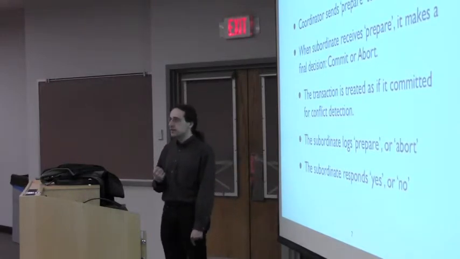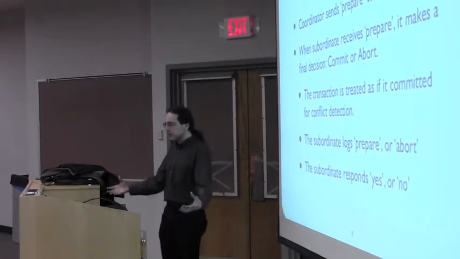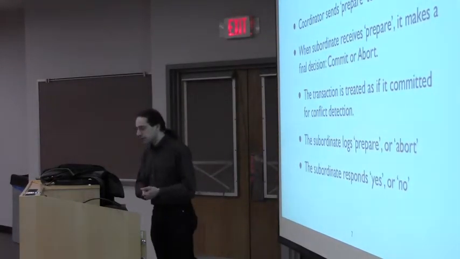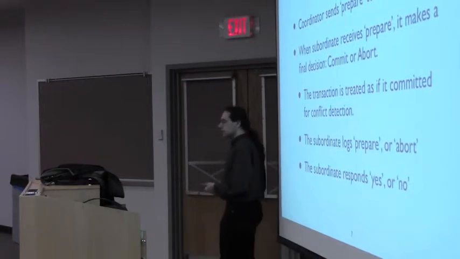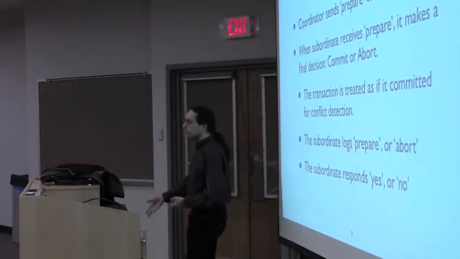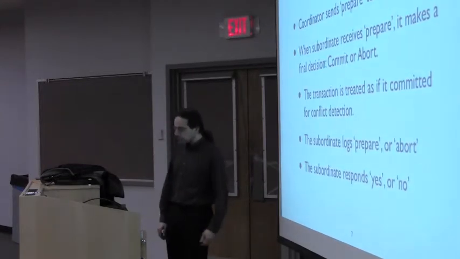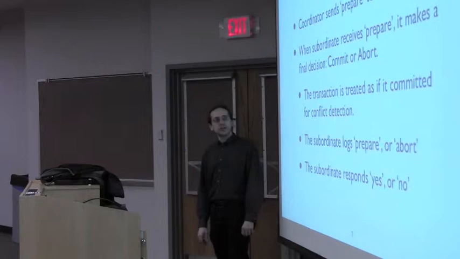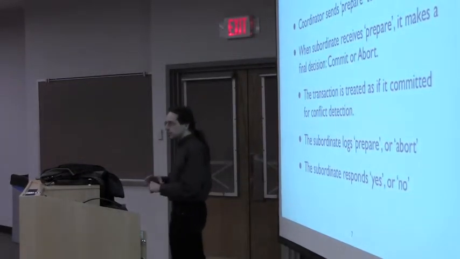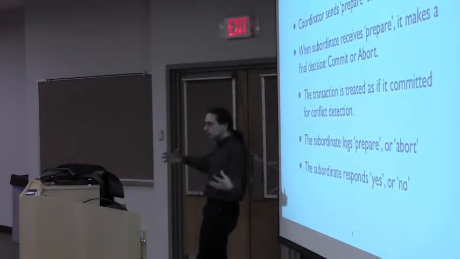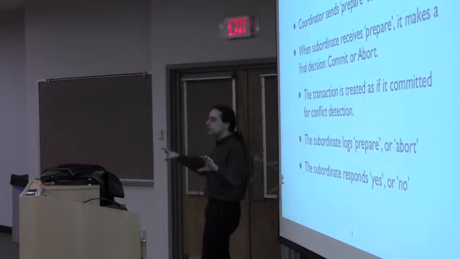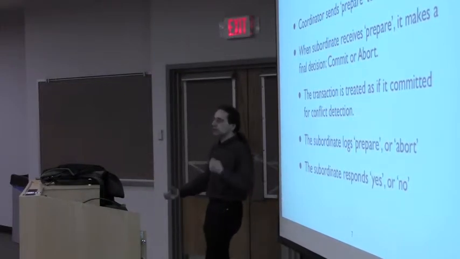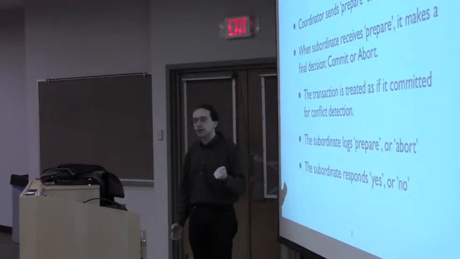As soon as the subordinate receives that statement, it'll basically decide locally, is there any conflict on my local state coming from this transaction? As soon as it does that, it will send a message, either commit or abort, to the coordinator. As far as any subsequent decisions go, the subordinate will treat that transaction as if it had committed. So if there's a conflict with another transaction, if the site is trying to prepare two transactions, it'll prepare one of them, and then when it prepares the second, it will treat the first as if it had committed for the purposes of detecting conflicts.